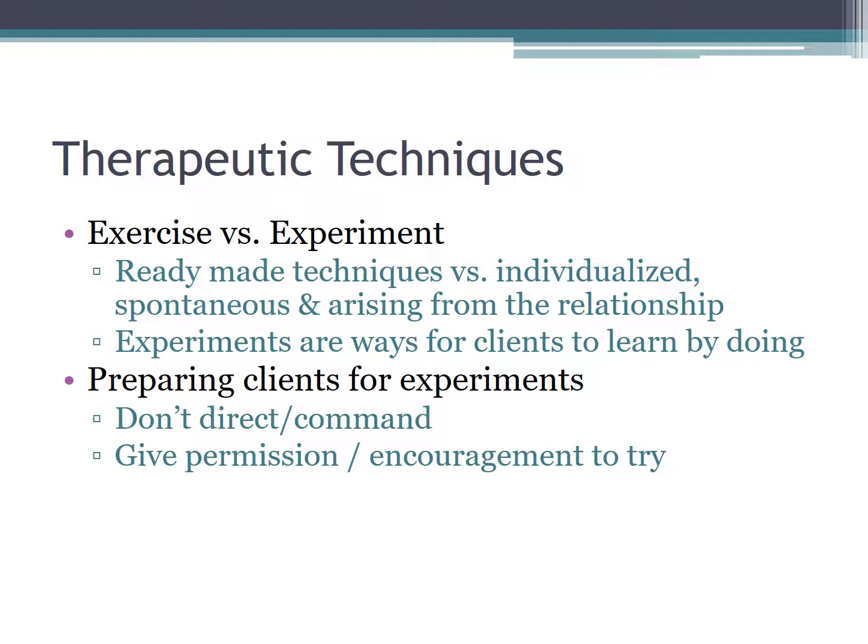Now we're going to continue to talk about the therapeutic techniques. Exercise versus experiment. I've discussed some of this prior. Ready-made techniques versus individualized, spontaneous, and arising from the relationship. Experiments are ways for clients to learn by doing. When you're trying to prepare clients for experiments, don't direct or command. You give permission and encourage them to try.